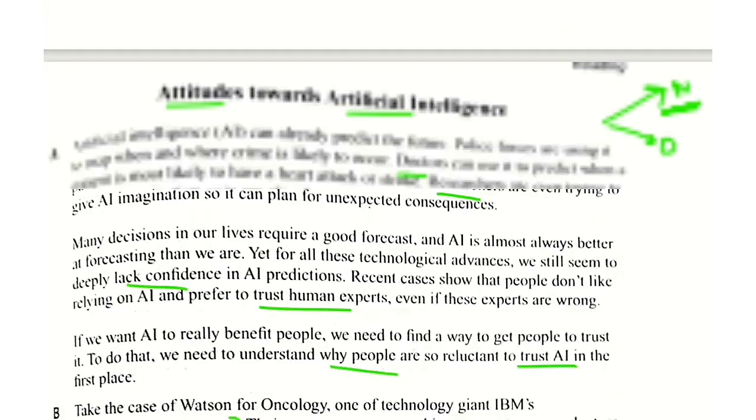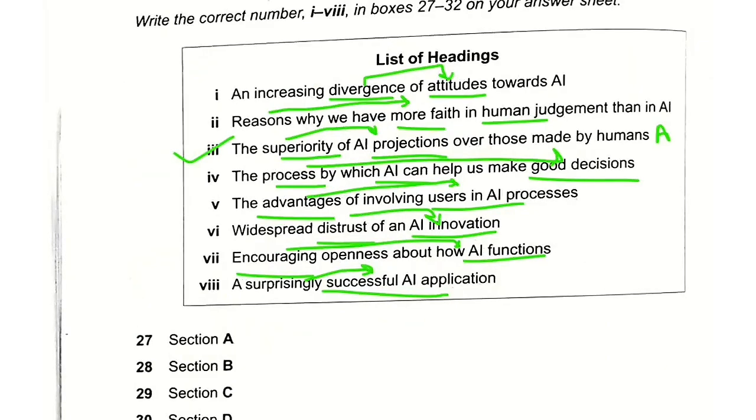So first we'll be looking into the matching endings. An increasing divergence of attitudes towards AI, they have not mentioned it. Reasons why we have more faith, they have not mentioned. The process by which AI can help us make good decisions, they have not mentioned. The advantages of involving users, they have not mentioned. Widespread distrust of an AI innovation. Clearly, they have spoken about an AI innovation and the widespread distrust, so it is clearly spoken in the paragraph. So the answer for this is B.